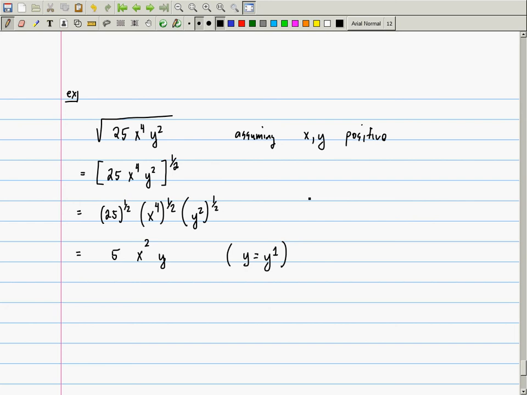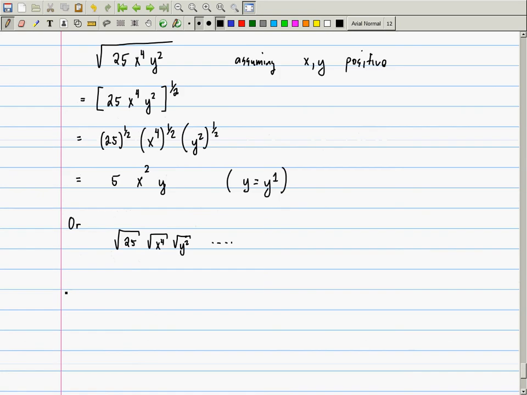You could have just as well written something like this. You could have said that it'll be the square root of 25 times the square root of x to the 4 times the square root of y squared. That's perfectly legitimate. You could have done that.